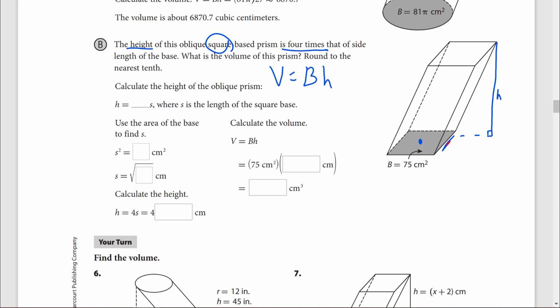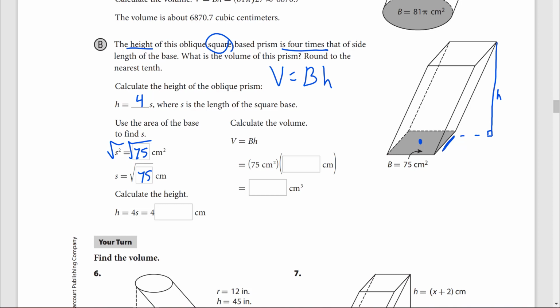So we can figure out a side length, because the area of a square is just side times side, and they told us the area of that square is 75 square centimeters. So when we take the square root of both sides, what do we get? The square root of 75. It's not a perfect square, but that's okay. We're just going to leave it as the square root of 75.